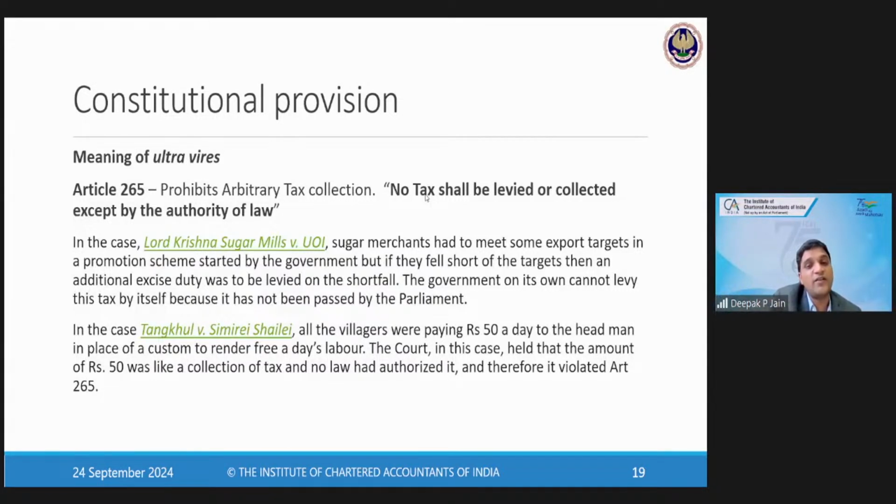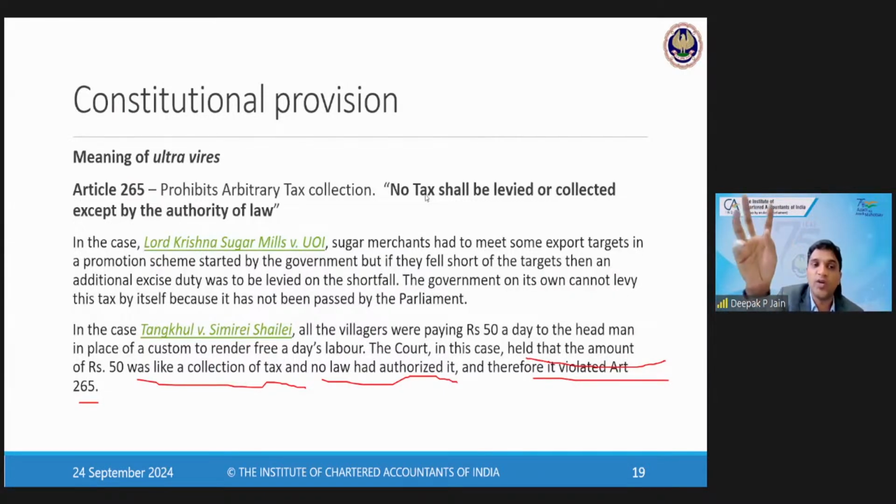So is collecting this 50 rupees constitutional or unconstitutional? The court said in this case that the amount of 50 rupees was like a collection of tax and no law had authorized it, and therefore it violated Article 265. Whatever you are paying, or whatever the headman is collecting, he did not have the authority for it; he was taking it by force. So you cannot get the benefit of that. What you collect is illegal, this was decided.